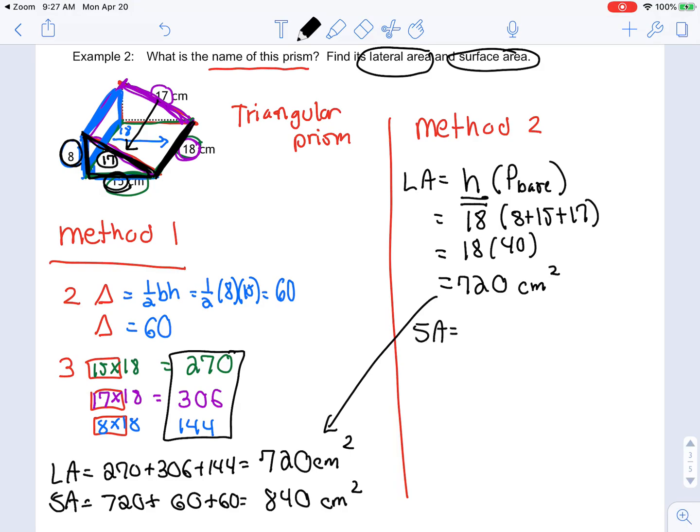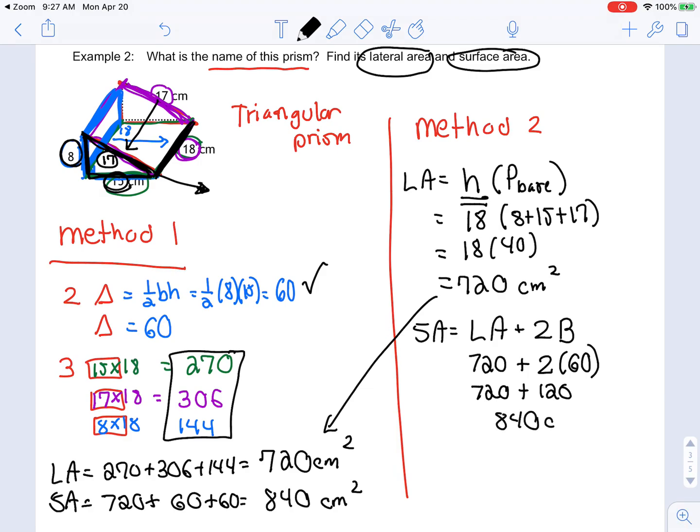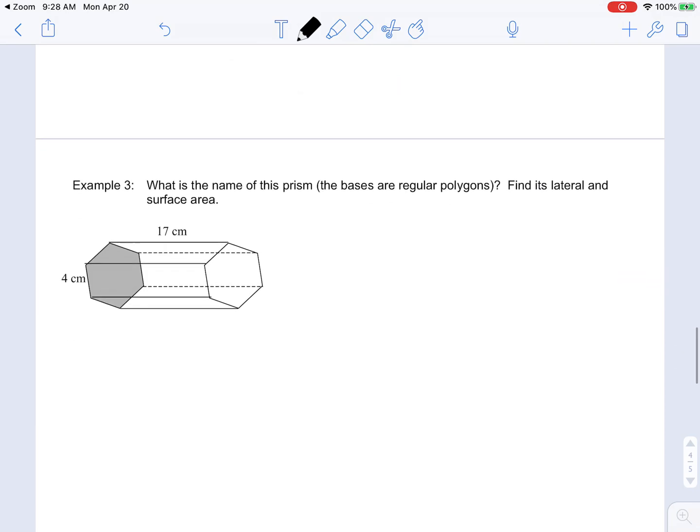Same as down here. For my surface area, I'm going to start with that lateral area, plus I'm going to add on the two bases. So I'll start with my 720. Now each of my bases was this triangle, so I would still have to have done this part. I still have to come up with the area of that base. And since there were two of them and each of them was 60, that's going to leave me with this same 840 centimeters squared. So both of these first two examples were triangular prisms, where the base was a triangle and the lateral surfaces were all rectangles or parallelograms.